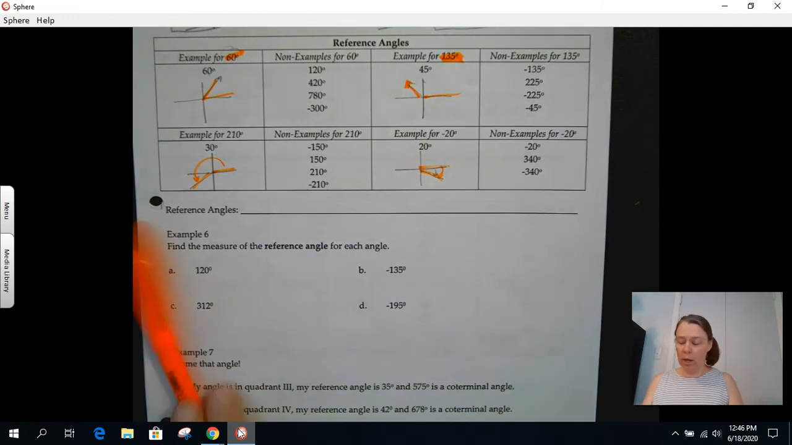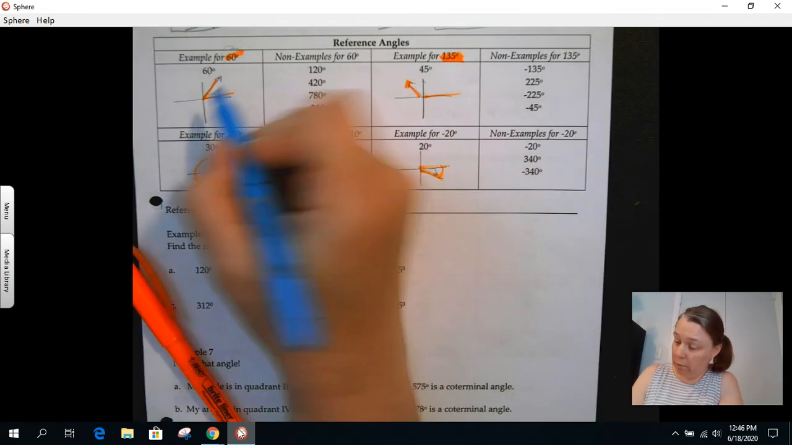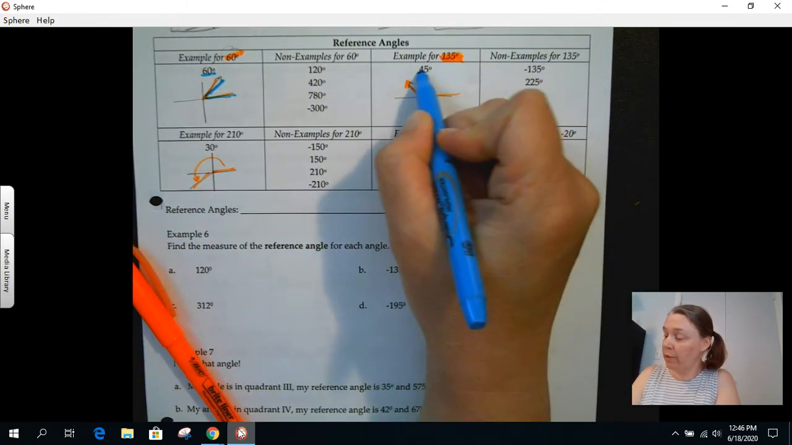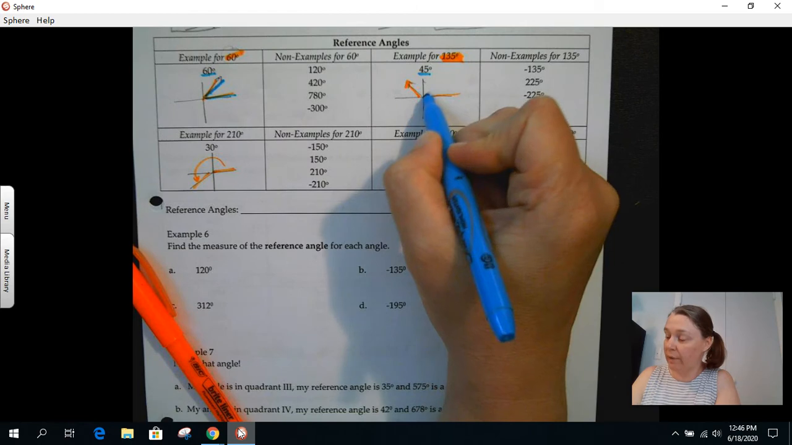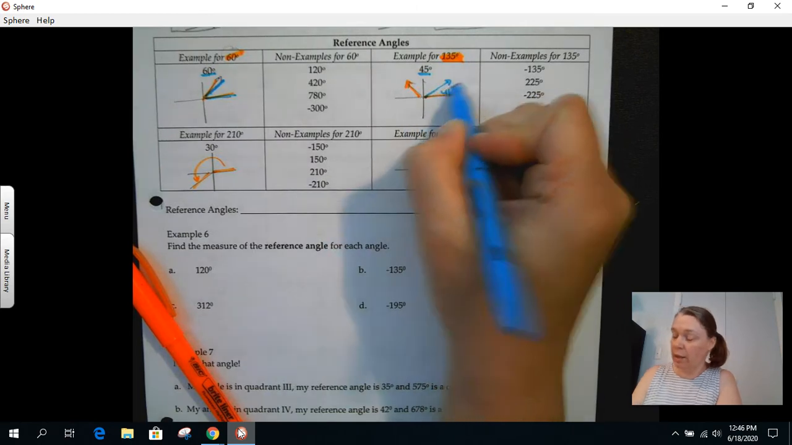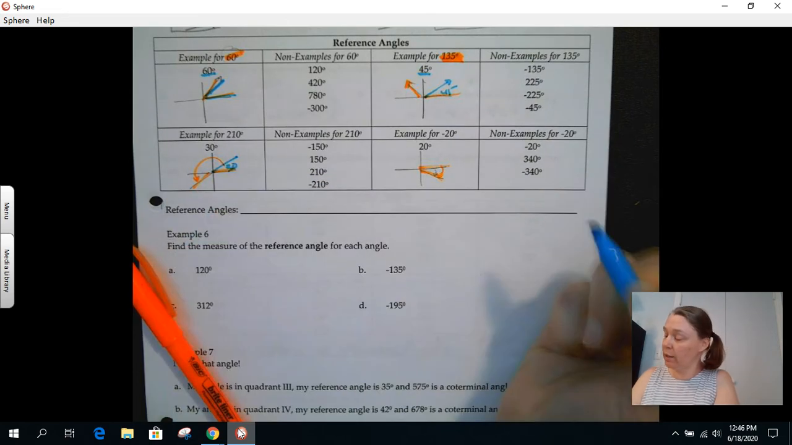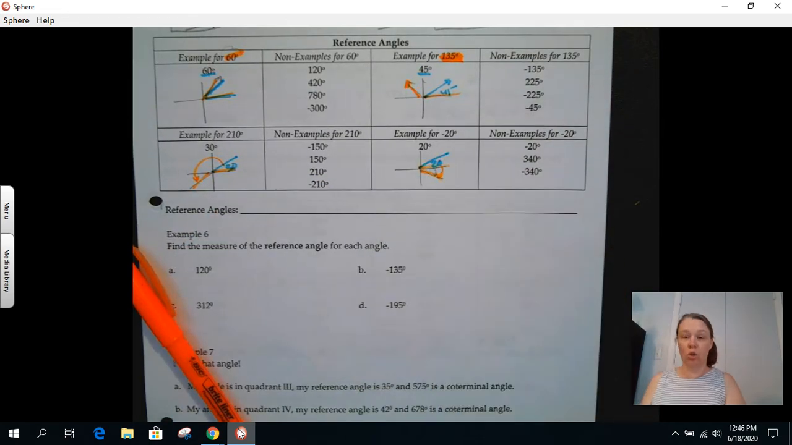Okay, so now let's look at what the reference angles are. So here the reference angle is just 60. It's the same thing. Interesting. This is the same thing. Okay, this one, the reference angle is 45. So it's like here. This one, the reference angle is 30. So it's like here. And then this is the reference angle is 20.